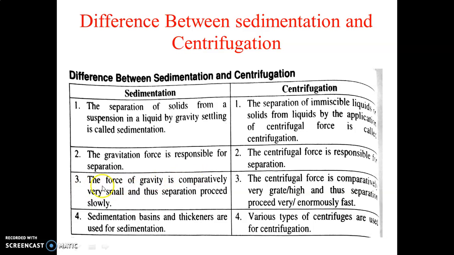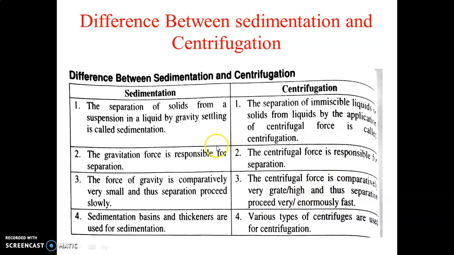Then the third difference is that the force of gravity is comparatively very small and this process is slow. Obviously the gravitational force is very small, and the separation is slow. And in case of centrifugal force, which is obviously higher, because we are rotating the centrifuge machine. By rotating that, the centrifugal force is created, which has a higher magnitude.